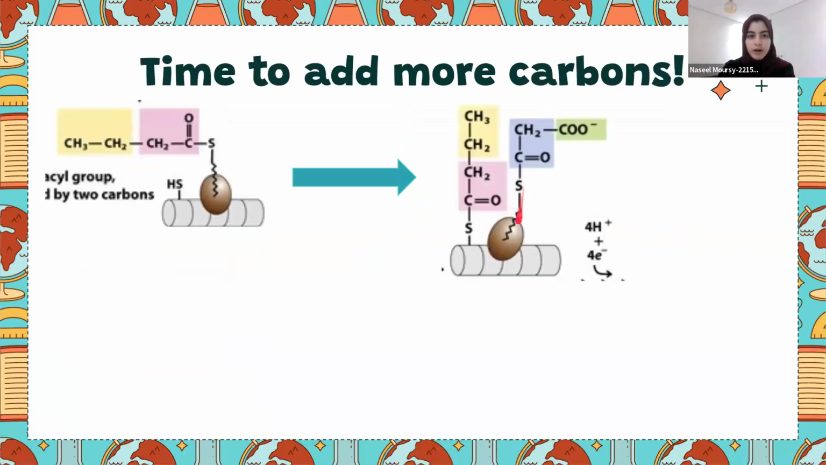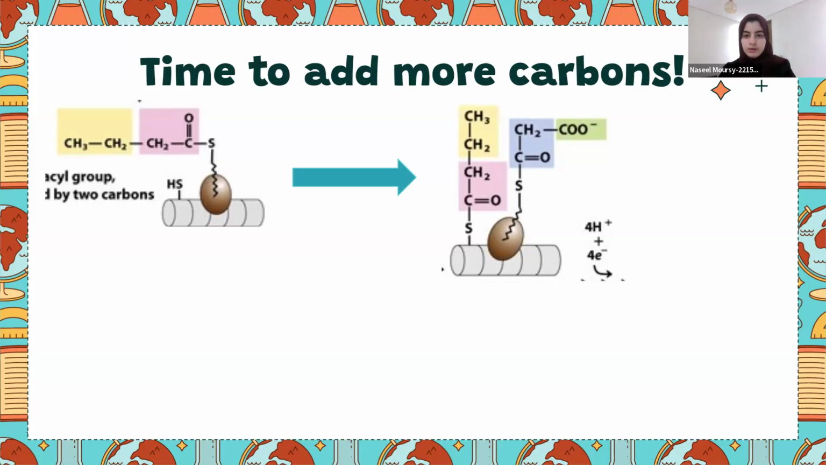Now, time to add more carbons, okay? So now we've made this 4 carbon chain, okay? However, in order to add more carbon on it, we need to move it around, okay? So we'll move this 4 carbon chain to the sulfhydryl group, okay, from the ACP end, okay? And then we will add a malonyl group on the ACP. So that's how we started off either way. We started off with malonyl on the ACP and acetyl on the sulfhydryl. But instead of having acetyl here, now it has 4 carbons. Malonyl stays the same on the ACP, okay?